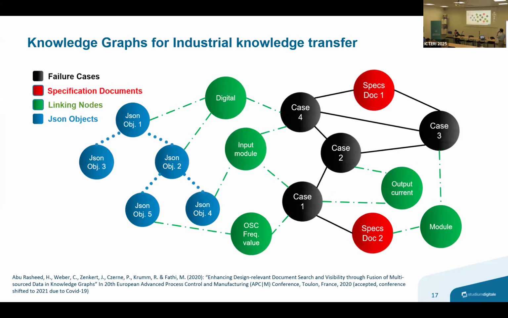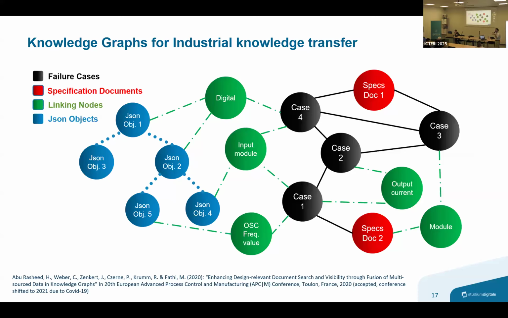The knowledge graph looked like this. We have failure cases in the nodes. We have specification documents, and we have hierarchical structures. Now, to connect all those documents to each other, what we try to do is to analyze the vocabulary of the documents and connect those documents to each other.